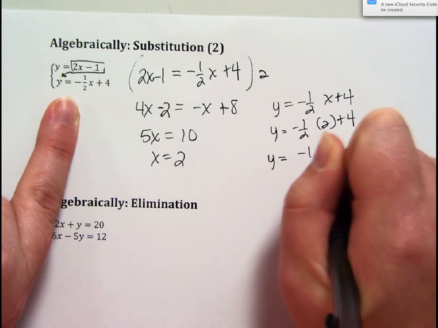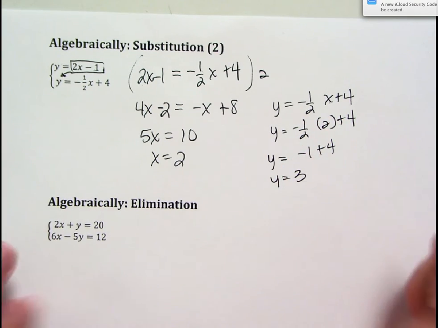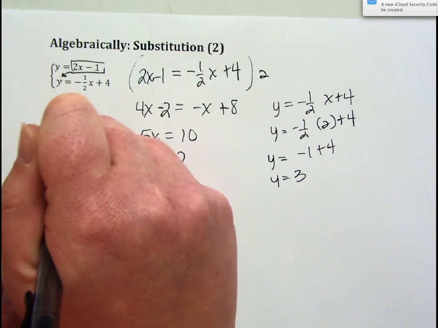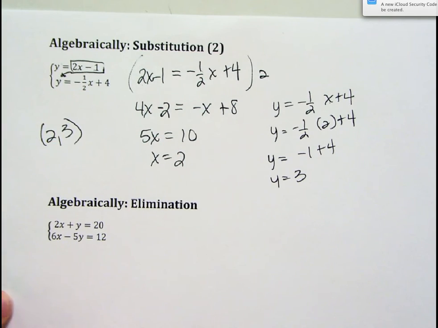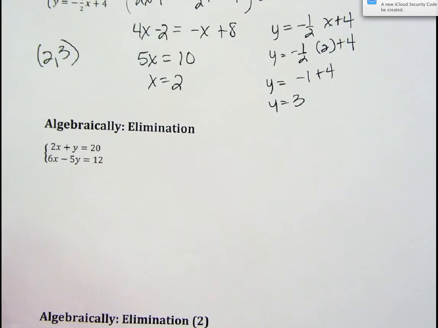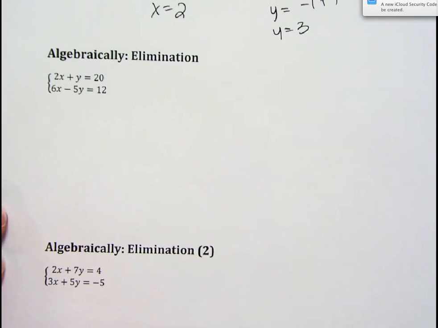Negative 1 plus 4, y is 3. So our solution to this system is 2, 3. All right, so that was substitution. The other method that you can use to solve algebraically is to use elimination.